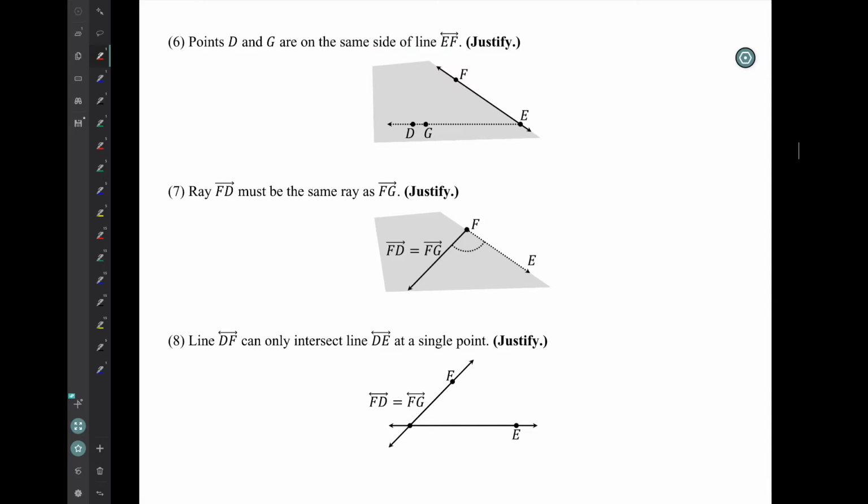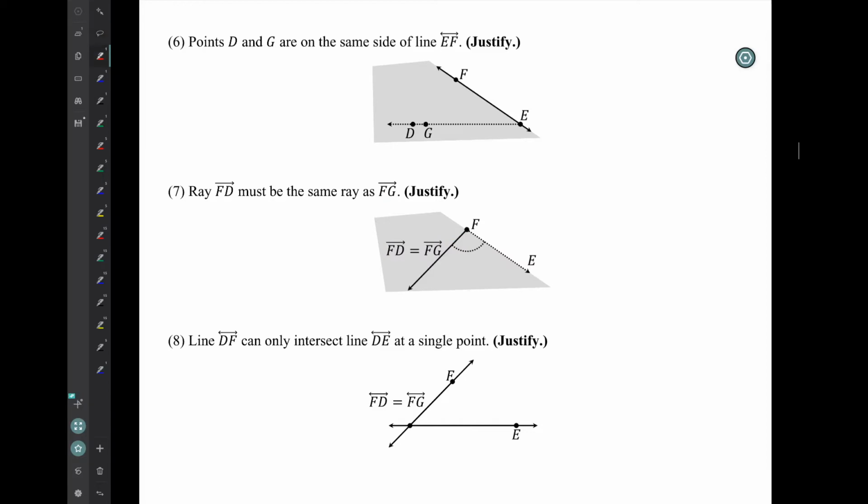Statement 7 is a crucial statement. It says that ray FD must be the same ray as ray FG. In other words, there's just a single ray there. It happens to have two different names. It's referred to as ray FD, but it's also referred to as ray FG. You'll justify that in homework.